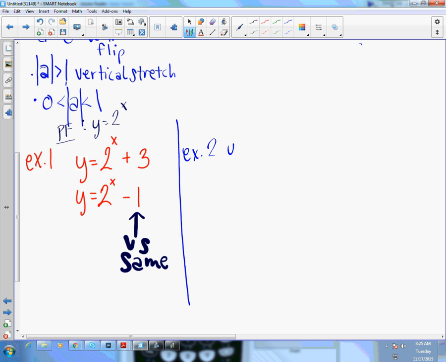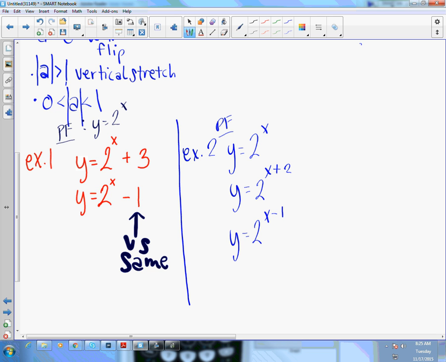Example 2, I'm going to take off the previous ones now. Here's my parent function still. Y equals 2 to the x. It's my parent function. And then y equals 2 to the x plus 2. And y equals 2 to the x minus 1. Any hypotheses about what this plus 2 will do to the graph?